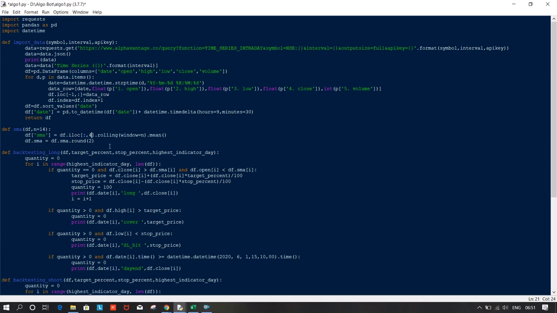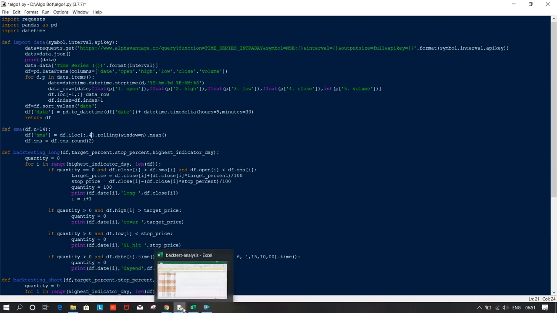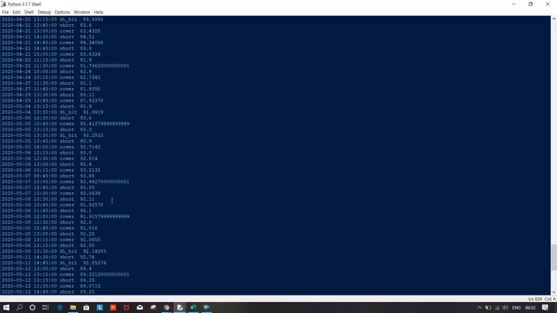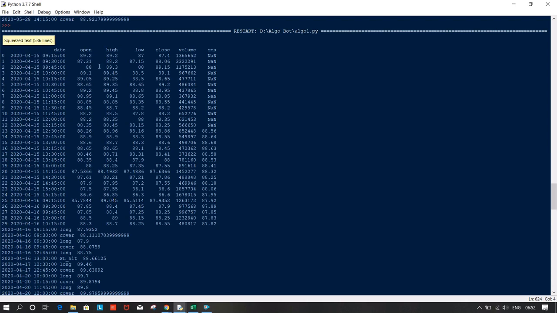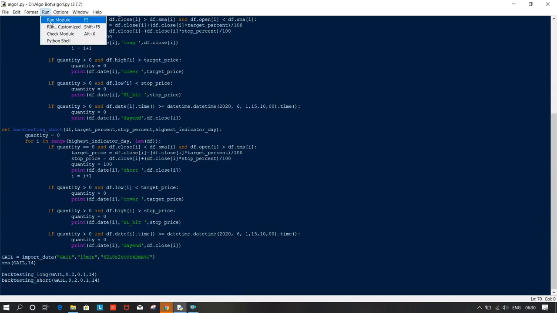3 is basically the column number, it was low. 3 is basically 0, 1, 2, 3. 3 is low, 4 is close. I don't know how I made that mistake. I'll make changes on the website. We'll just run it.